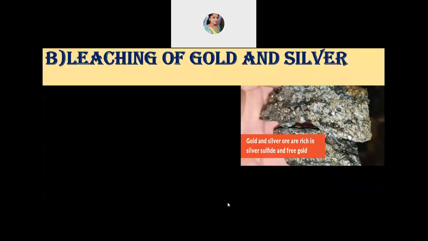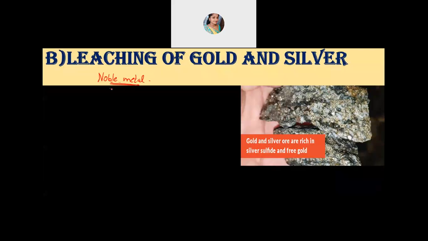Now next, we'll move on with leaching of gold and silver. It's a common method for both, so we will be writing a general equation for both. You know that gold and silver are noble metals, so they are not present in the combined form, usually only in their native forms. They don't react that easily, so the extraction method is a little different compared to others. That extraction method you are going to learn here.